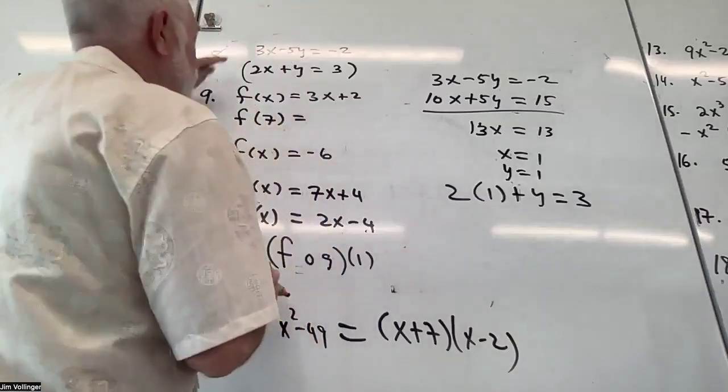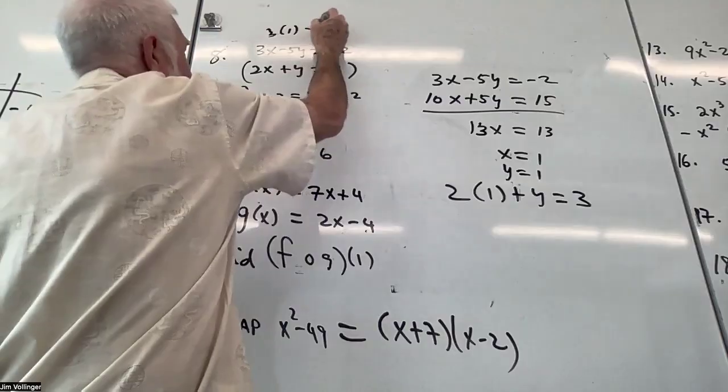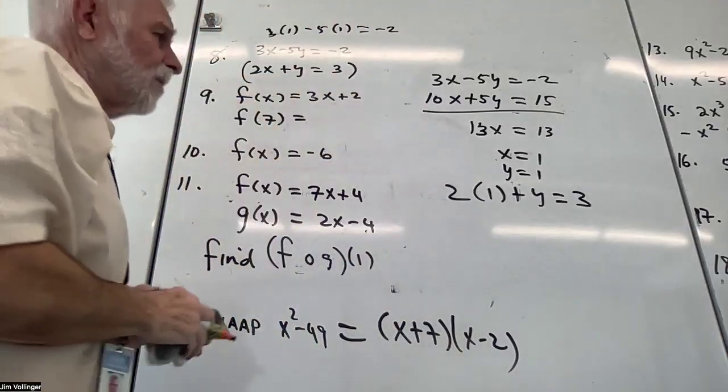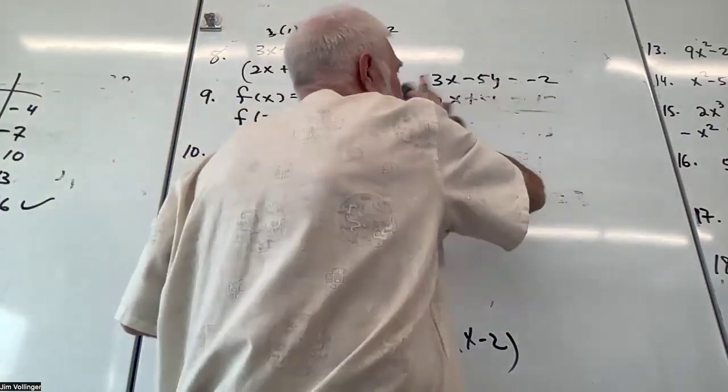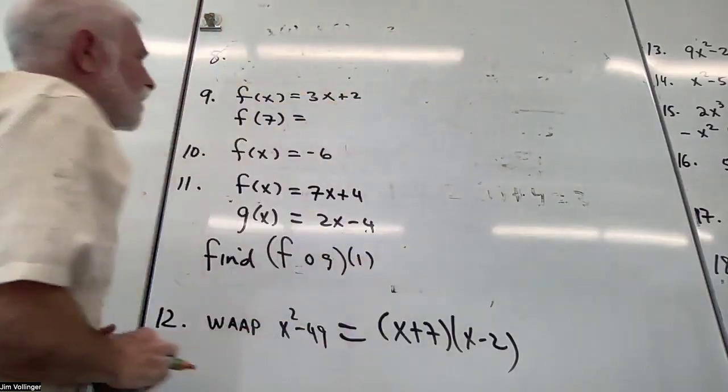Okay, so now I'm going to use the top and I'm going to plug 1 in. 3 times 1 minus 5 times 1, does that equal -2? And I think it does. So no carelessness, move along. Now the next problem.